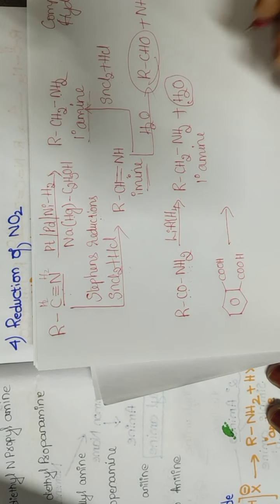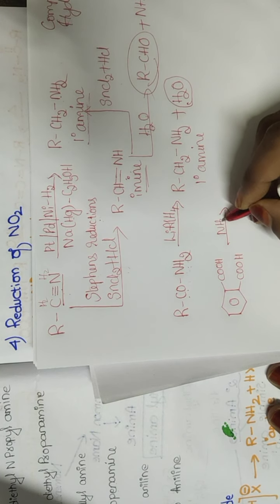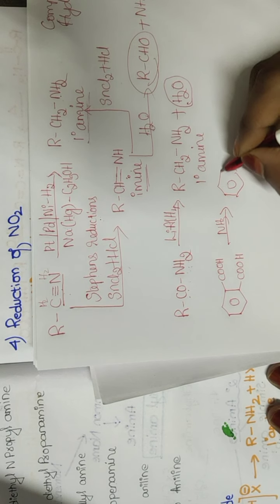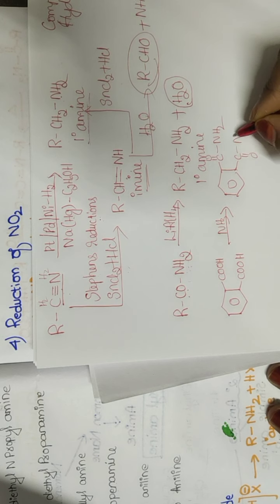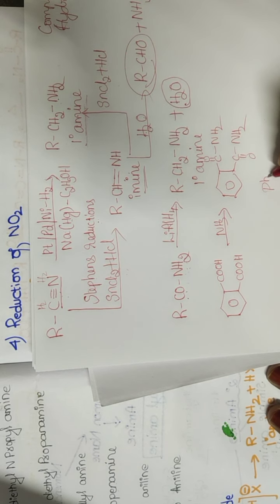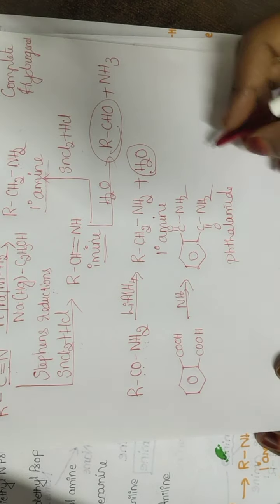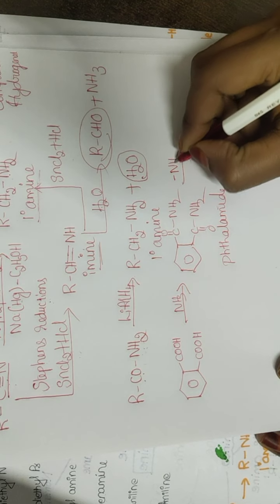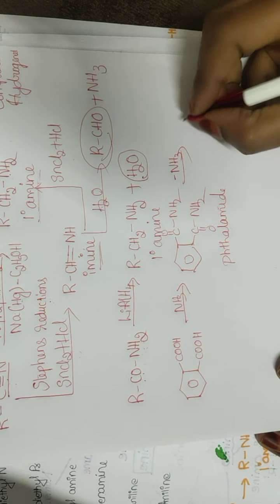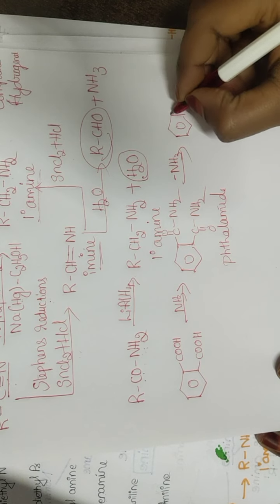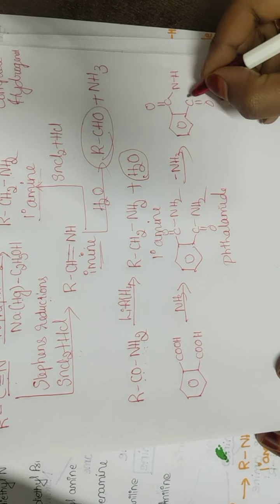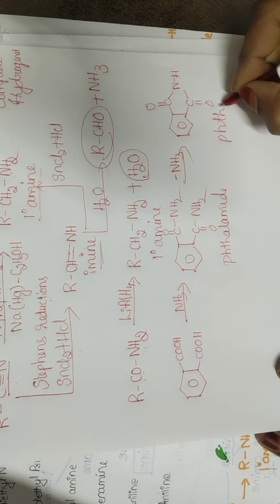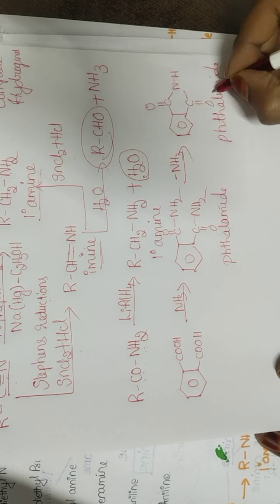If I add ammonia to this, I'll end up with phthalamide. Phthalamide is nothing but CONH2, CONH2. So this is phthalamide, PHTHALAMIDE. If I remove one ammonia molecule from the phthalamide, we will end up with phthalimide. Phthalimide is nothing but CONH, again CONH. So this is phthalimide. Here, IMIDE.